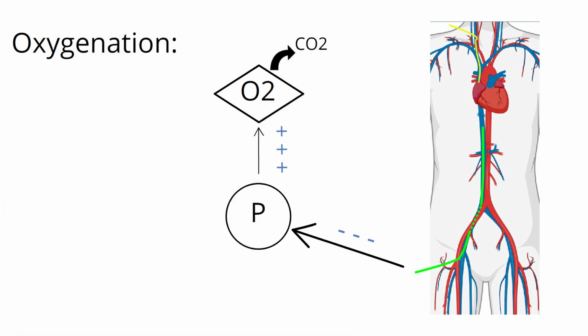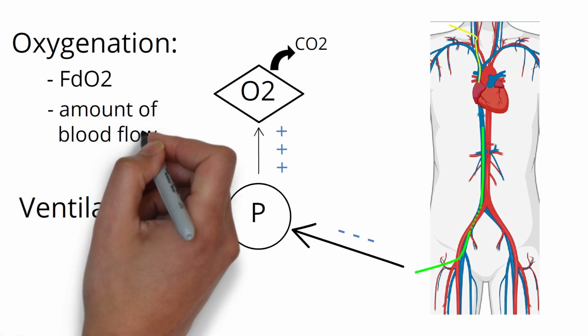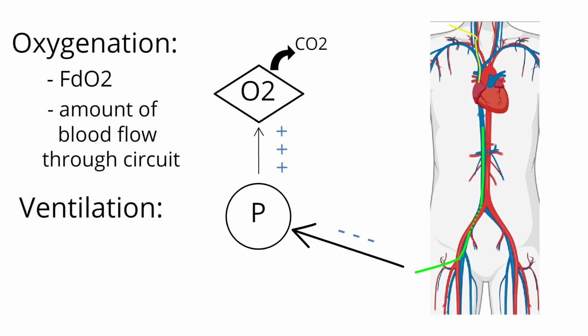Just like with a mechanical ventilator, we can control the oxygenation and ventilation through the oxygenator. We can set the fraction of delivered oxygen, which we refer to as the FDO2. The FDO2 is typically set at 100% initially, think of 100% FiO2 on the ventilator, but can be reduced as needed. The amount of oxygenation the patient receives from the ECMO circuit depends on two main factors. First, the set FDO2, and second, the amount of blood flow going through the circuit.